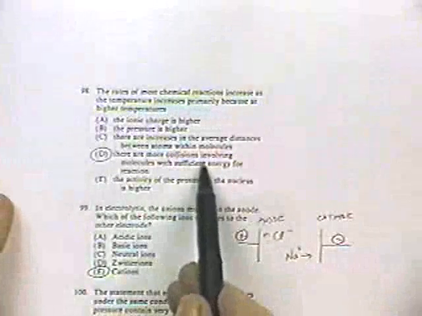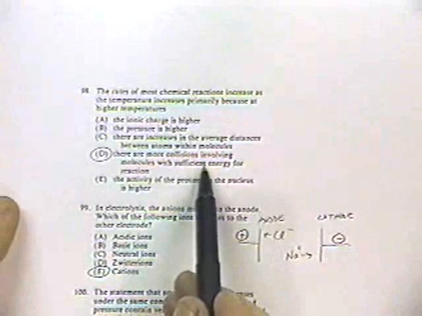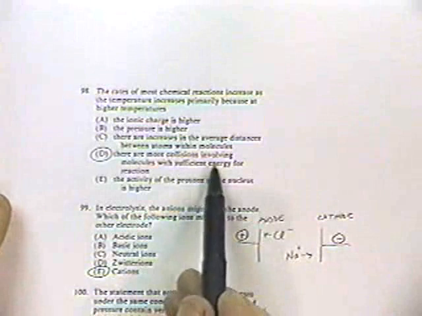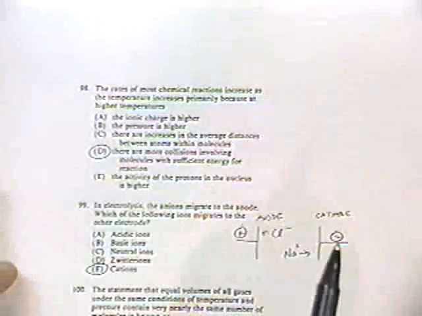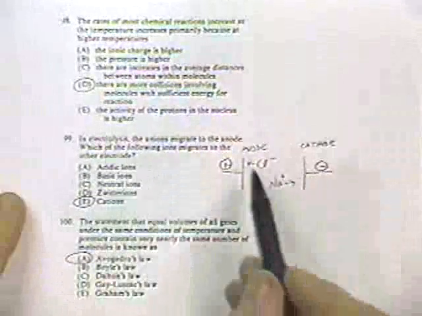Okay, here we've got a statement: the rates of most chemical reactions increase as the temperature increases, primarily because at higher temperatures there are more collisions of sufficient energy. So as you increase the temperature, the molecules are more energetic. A greater fraction of them have enough energy to react, and that's why increasing the temperature increases the rate of the reaction.